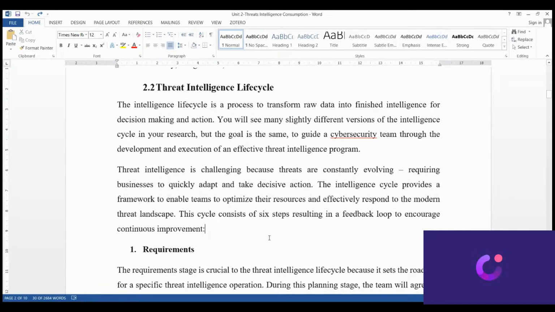This cycle consists of six steps, resulting in a feedback loop to encourage continuous improvement. So if you are not satisfied with a stage, you can go back until you ensure the correct thing is done. The key point to note is that there are many versions of the intelligence cycle in research, but the goal is the same: to guide a team through the development and execution of the process.